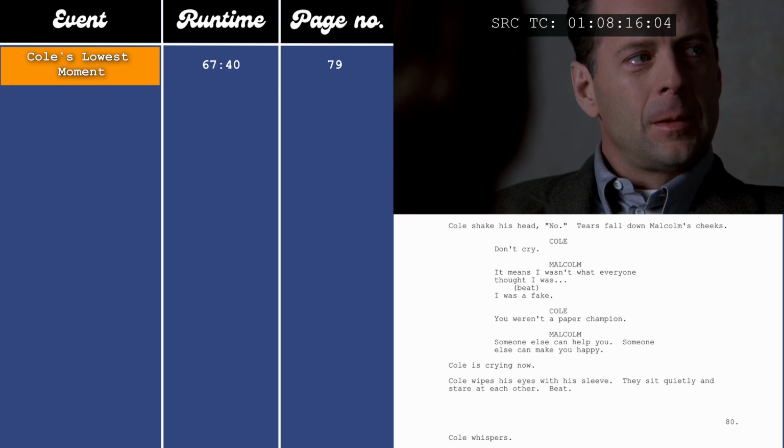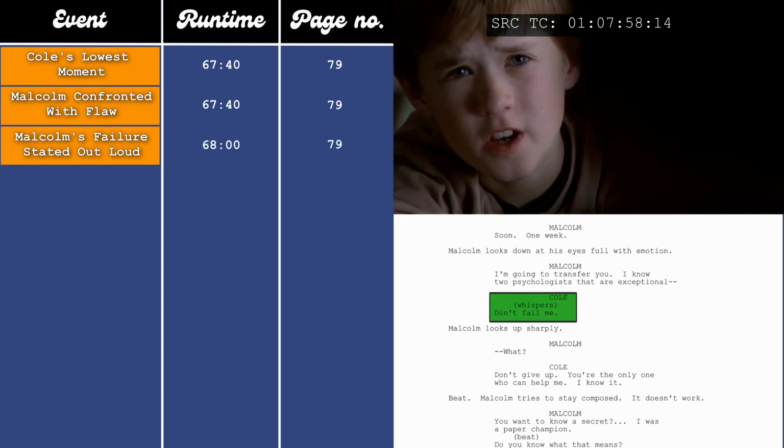Malcolm is confronted with his flaw that he's spending too much time with Cole, and if he continues his work, he'll lose his marriage. This moment of the film is also usually when we experience the worst outcome of the inciting incident, which happens at the 68-minute mark, which is page 79 in the script, when Cole says, Don't fail me.